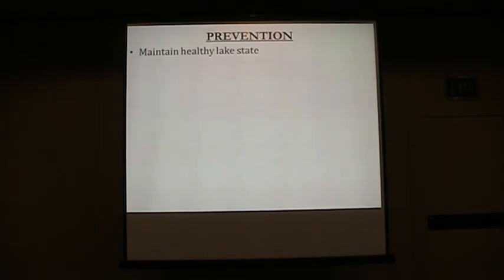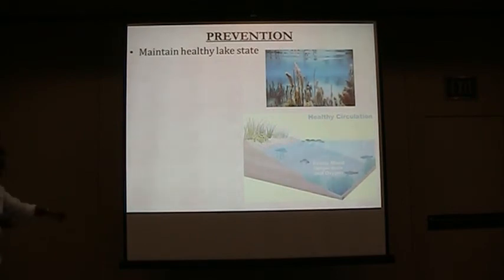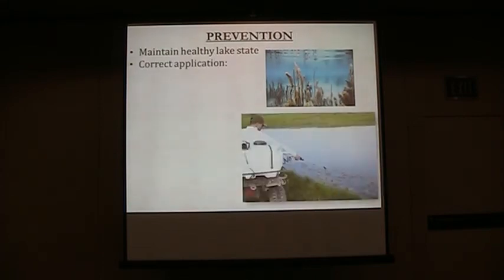In terms of prevention, there are only a few ways, I think, to truly prevent a fish kill. And you can only prevent certain types of fish kills. So maintaining a healthy lake state, if you can maintain healthy circulation, you can eliminate the whole issue of turnover in the first place, because the system is continuously being turned over. Maintaining a healthy lake state, if there are ways that you can limit the amount of nutrients running into the system, the amount of organic matter building up in the system, that sort of thing.